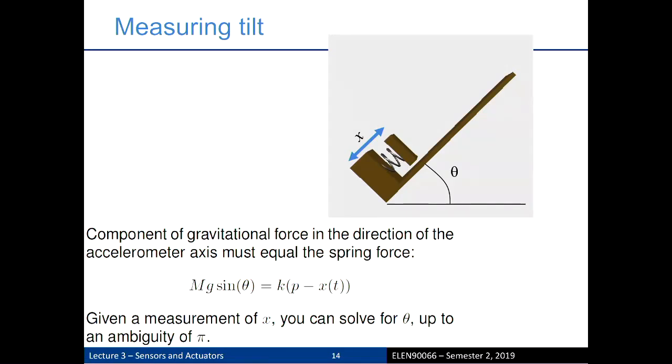So if we assume that this guy is not accelerating, but it's just stationary and it's rotating now, you can work out the proportion of the gravitational force that's acting on the spring there. Okay, so it's like it's an angled spring system. That's all it is there. And so with this system here, if you can measure x through capacitance or some indirect measure, you can solve for the angle theta. And there's a bit of ambiguity. You basically get up to an ambiguity of pi in radians here because you can't tell, obviously, how it's been tilted.